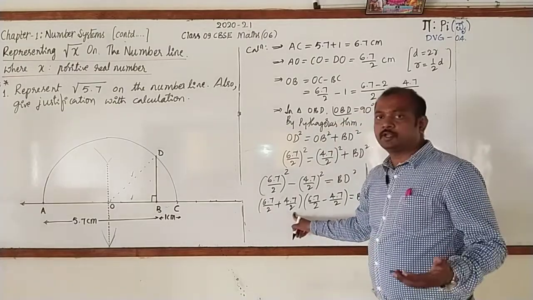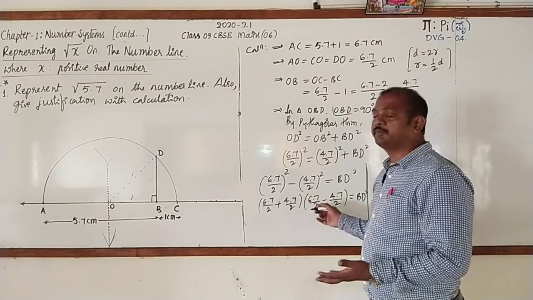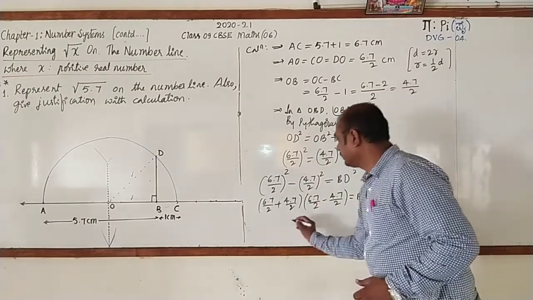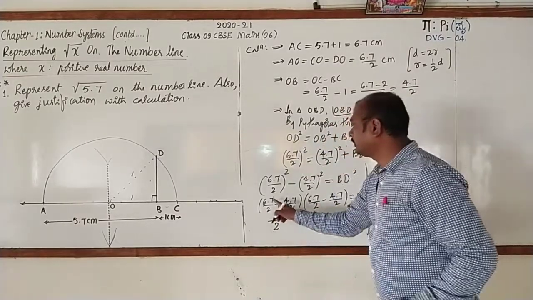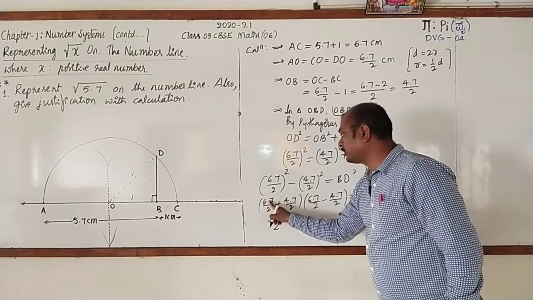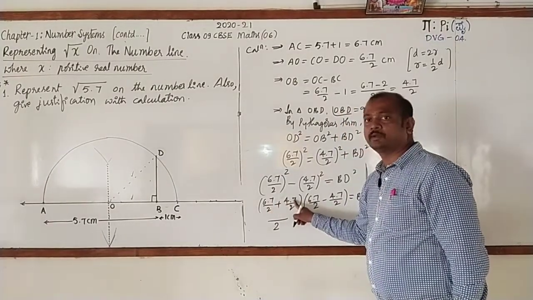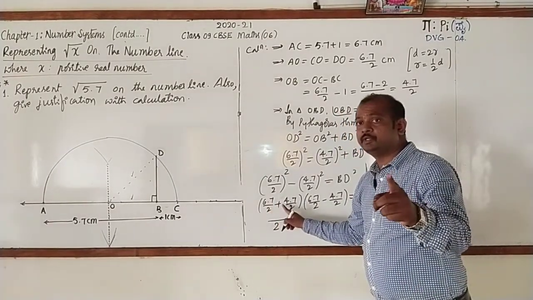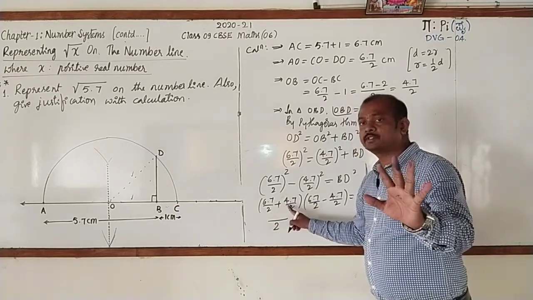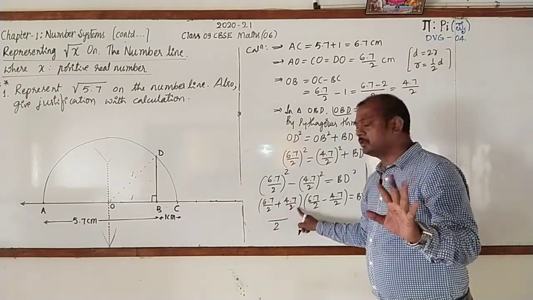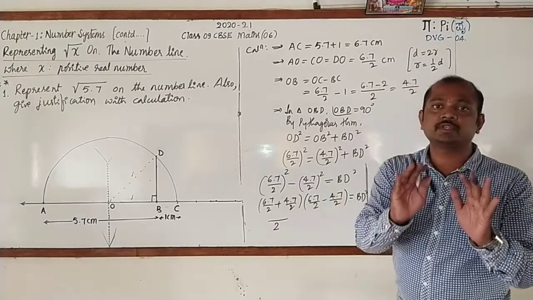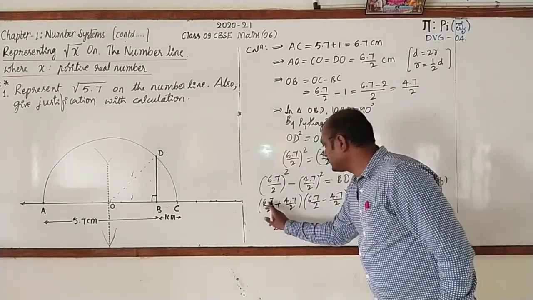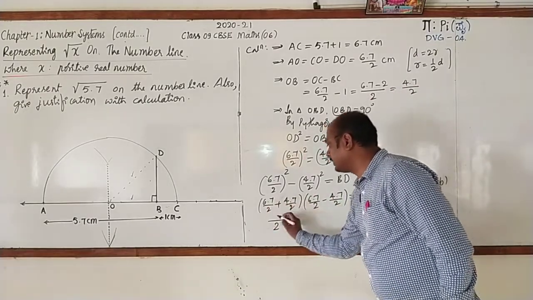Now, denominator terms are same. You can go for simplifying the numerator easily. Now, denominator is 2. I go for adding these two. 6.7 plus 4.7. Because repeatedly I have been telling, when in fractions, when the denominator terms are same, you can write the numerator terms as it is. Now 6.7 plus 4.7.